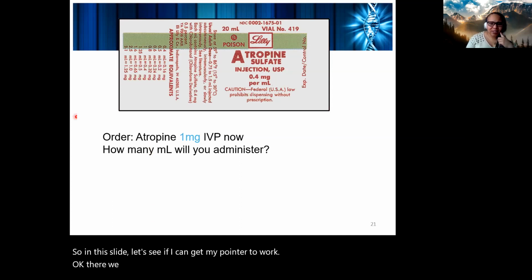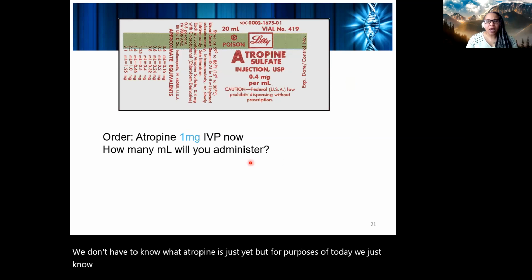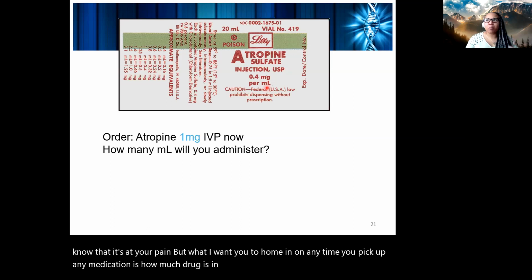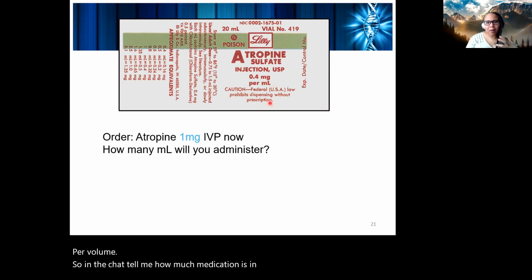You see we have a medication label here. Now this medication specifically is atropine. We don't have to know what atropine is just yet, but for purposes of today, we just know that it's atropine. But what I want you to hone in on anytime you pick up any medication is how much drug is in this bottle or bag per volume. So in the chat, tell me how much medication is in this bottle.